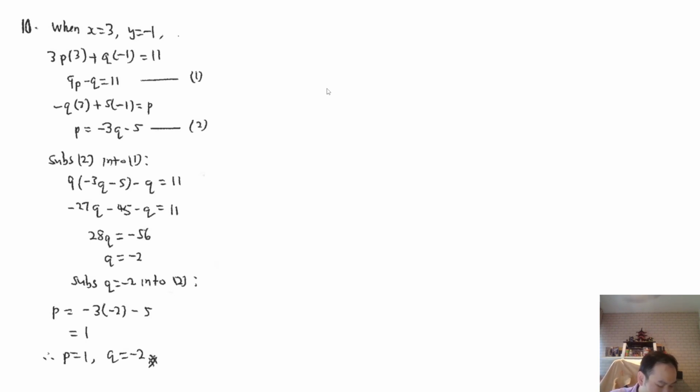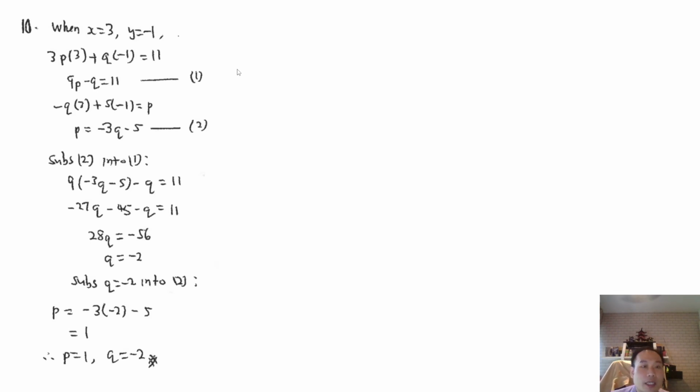So over here, the first equation that we have in our question is 3px plus qy equals 11. So we are just going to substitute the x with 3 and y with negative 1 because it is a solution that's given to us. Okay, and we end up with this, right? 3p times 3 over here plus q times negative 1 over here equals 11. Simplifying it, we have 9p minus q equals 11. So let's call this equation 1.